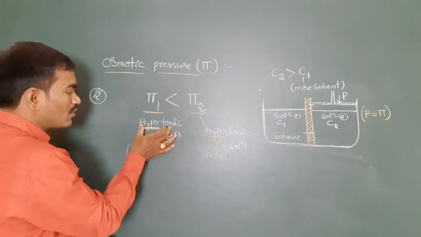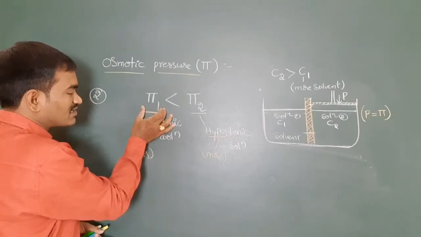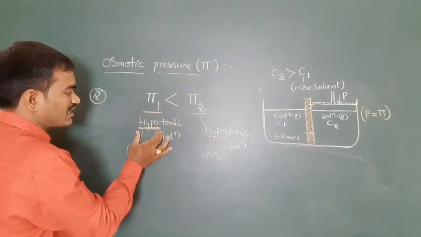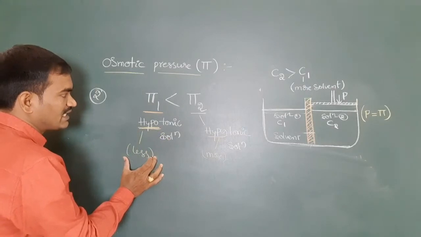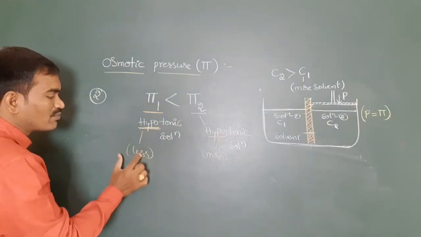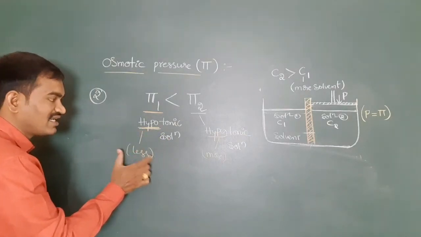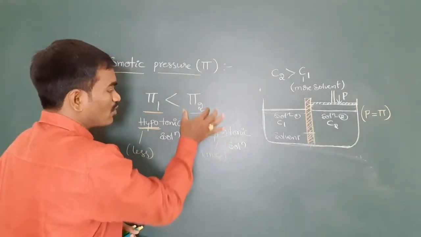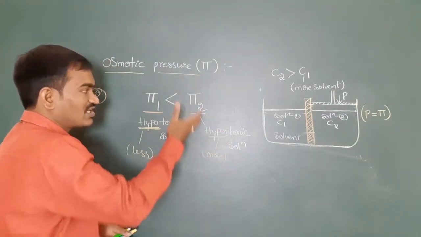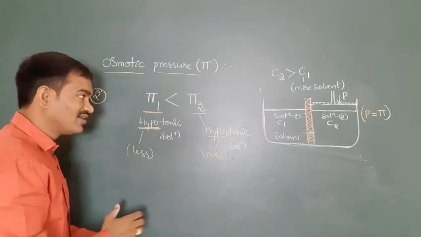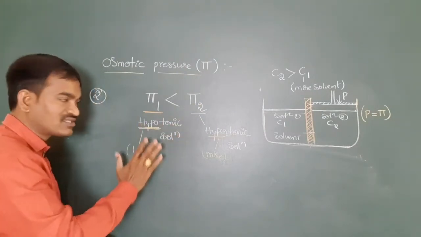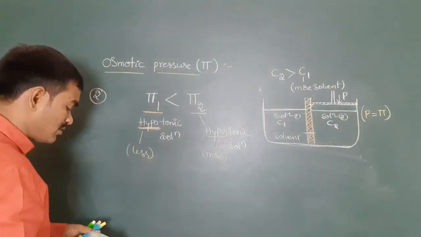So hypo means the solution which contains low osmotic pressure is hypotonic. Okay, so hypo means less osmotic pressure, you can say like that. Hyper means more osmotic pressure, a solution containing more osmotic pressure. Okay, so is it clear? Any doubt in this? You have to have clarity on this point.